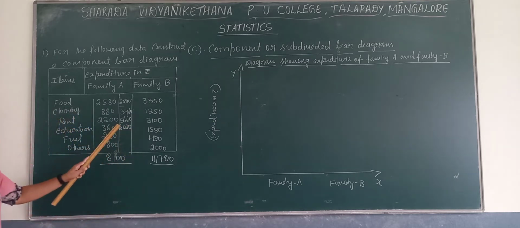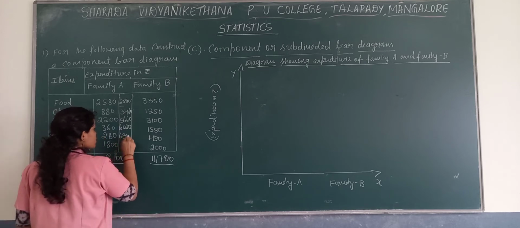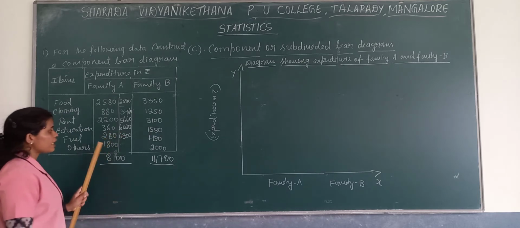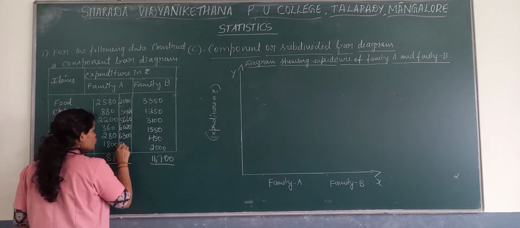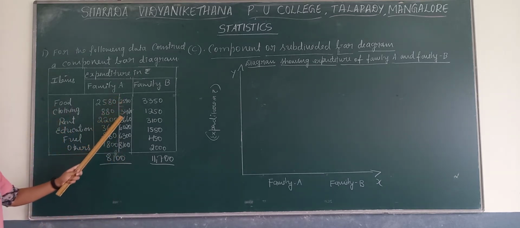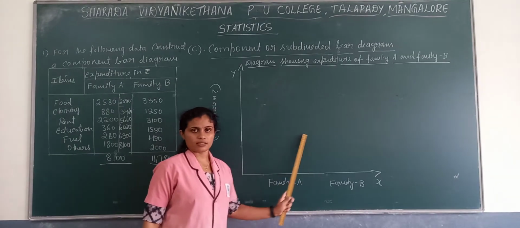That is 6020. 6020 plus 280 is 6300. 6300 plus 1800, you need to get the total 8100. Now these values we need to represent on the bars.